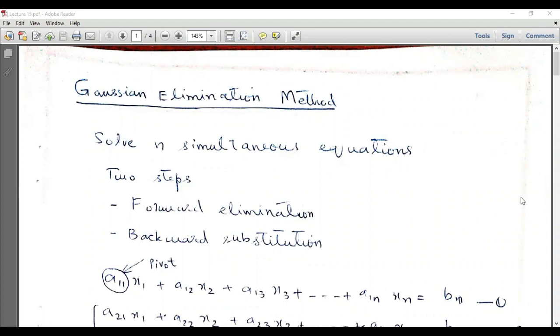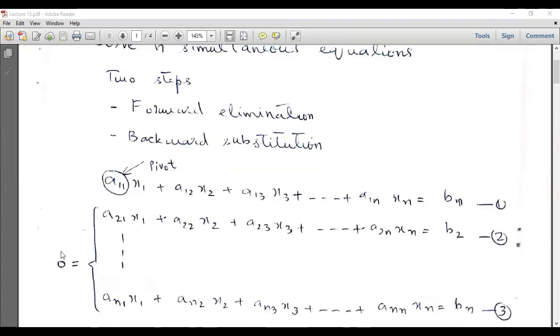In this video, I will discuss the Gaussian elimination method for solving simultaneous equations, and then I will discuss the LU factorization or LU decomposition method. The Gaussian elimination method, also called the Gauss elimination method, is used to solve n simultaneous equations. It has two steps. The first step is forward elimination, and the second step is backward substitution.